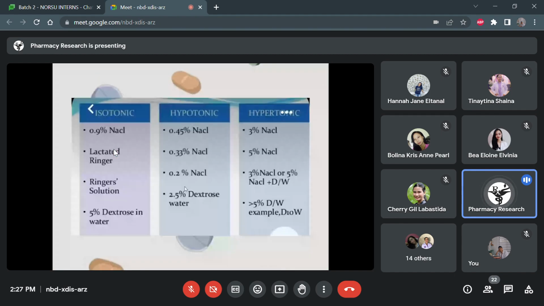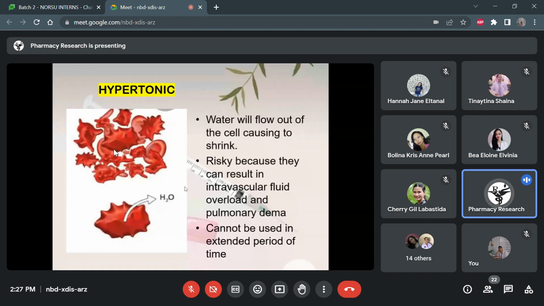So next is hypertonic. With hypertonic, water will flow out of the cell, causing it to shrink. The cell shrinks because the water leaves the cell. This is risky because it can result in intravascular fluid overload and pulmonary edema.